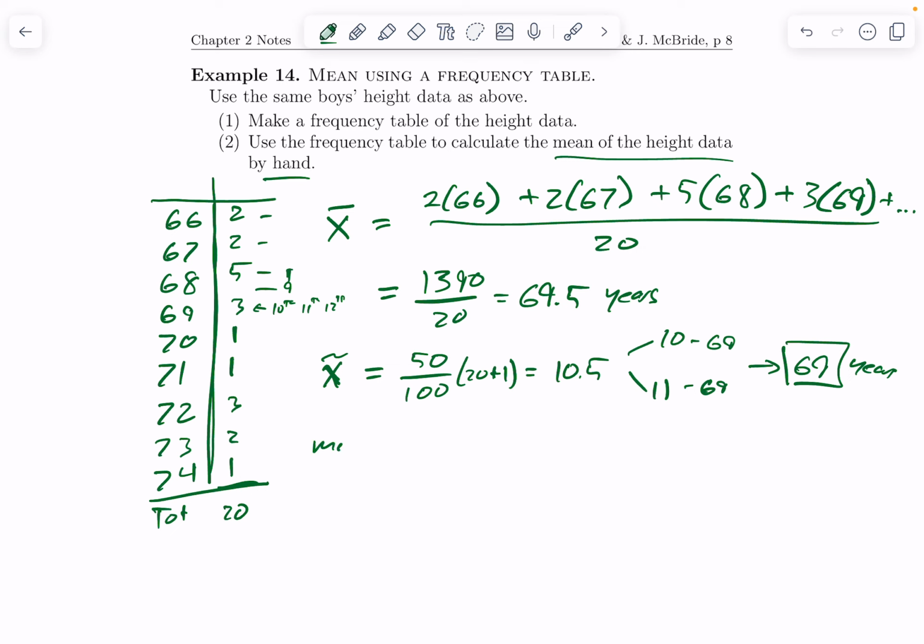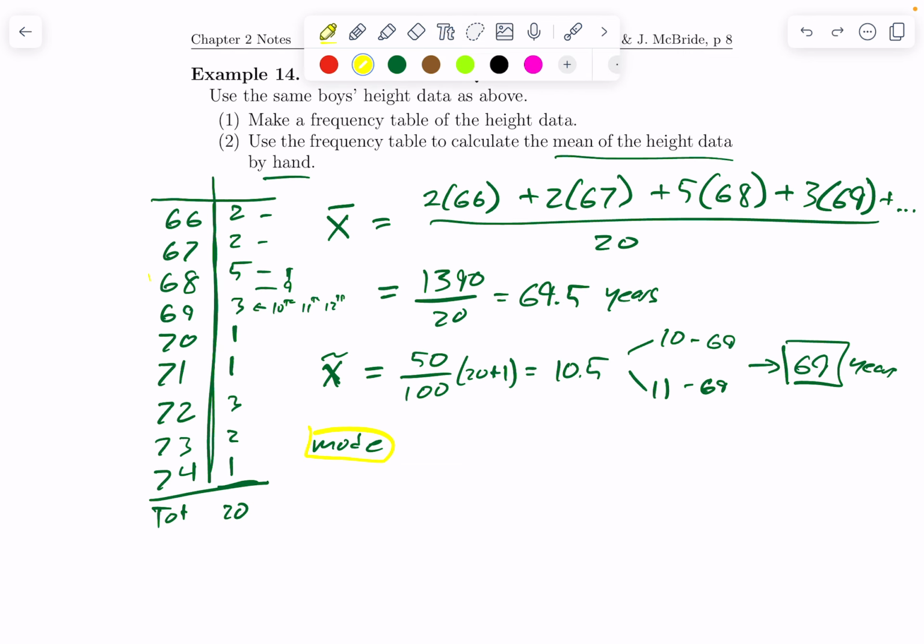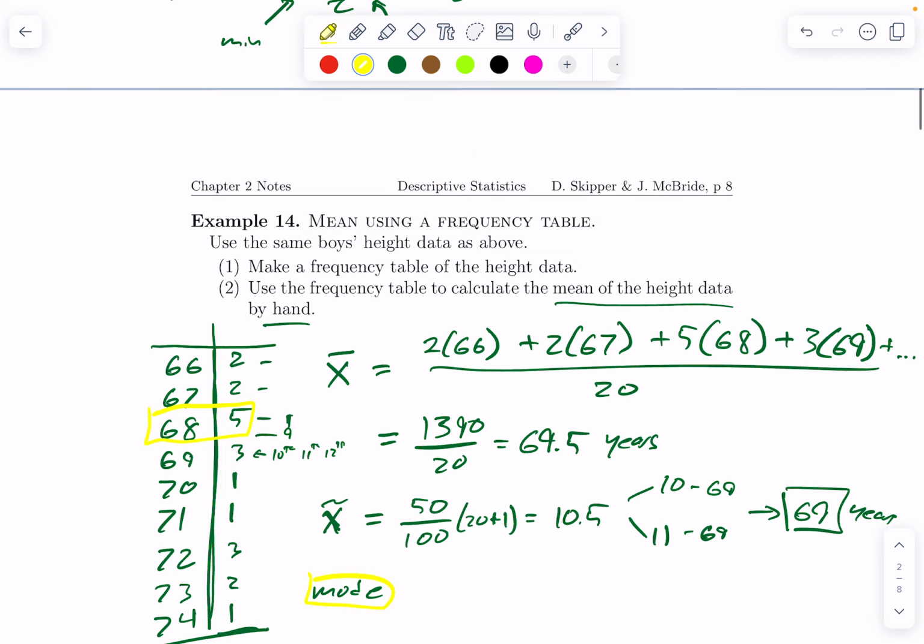Mode is very easy to find on a frequency table. You just count which one appears the most. That'll be this one. Okay. All right.